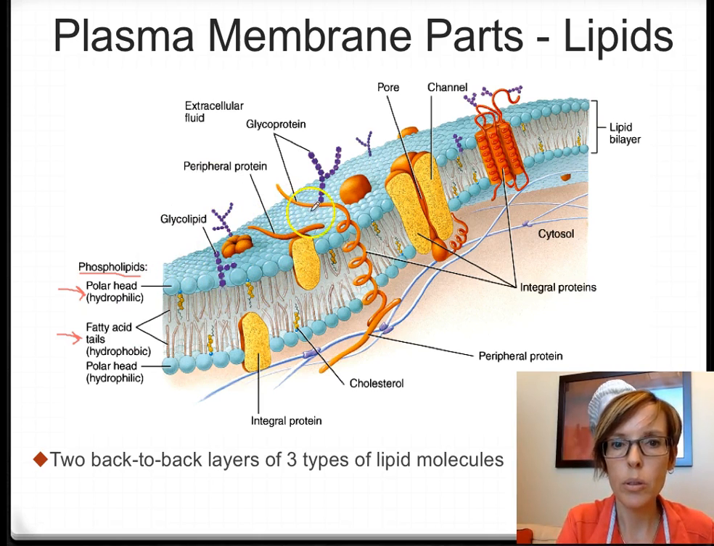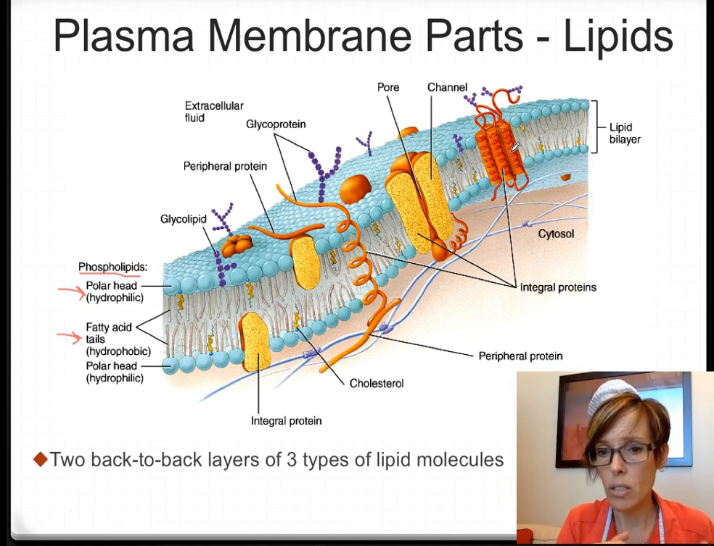So all of this blue is this big sea of lipids, phospholipids, and then you see all these things kind of stuck in it. These are all these different proteins. We'll talk about their role in a second.